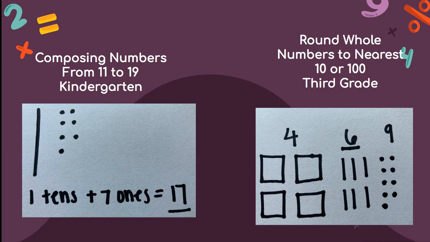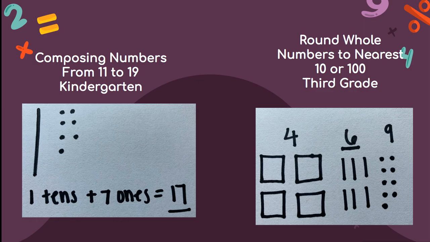So for kindergarten, let's say they have to compose numbers from 11 to 19, and let's say the teacher chooses 17. What students will do in the semi-concrete stage is draw 1 line representing 1 ten and draw 7 dots to represent 7 ones, and usually they'll write a number sentence like 1 ten plus 7 ones equals 17.